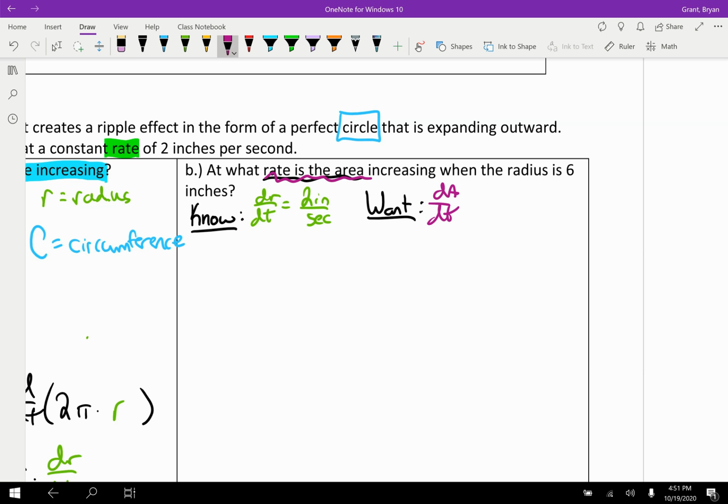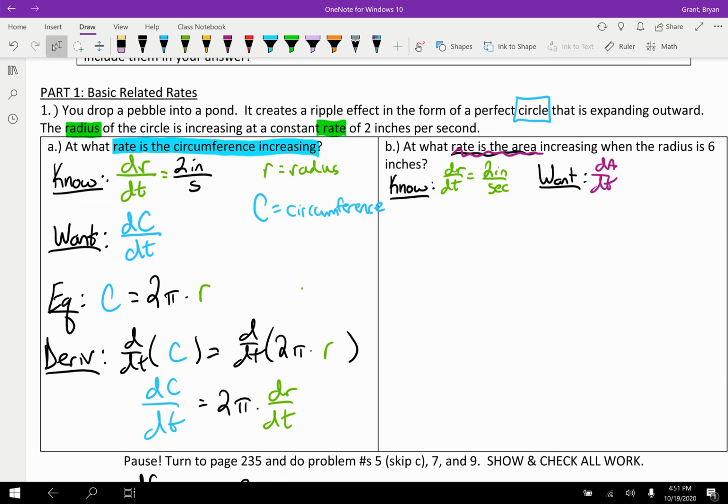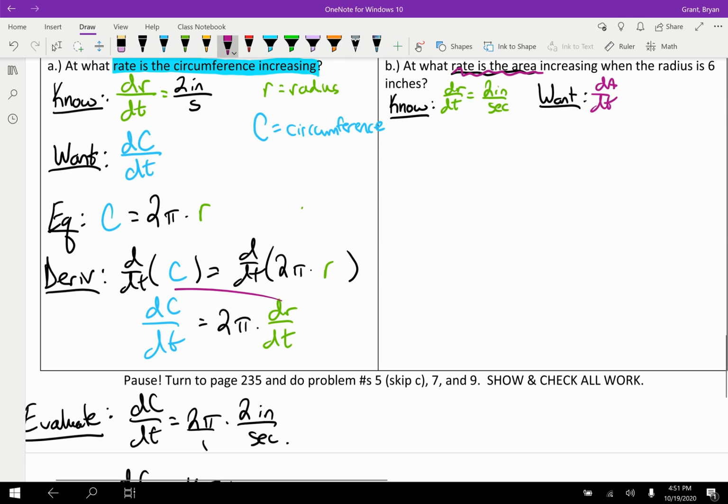Okay. And when do we want the change of the area? Oh, they gave us something else. They said when the radius is 6 inches. Now, this is going to be different than part A. On part A, the circumference and the radius are both changing constantly, but at an even relationship. There's no other variables down here, so they don't really depend on anything else. They're perfectly related to each other.